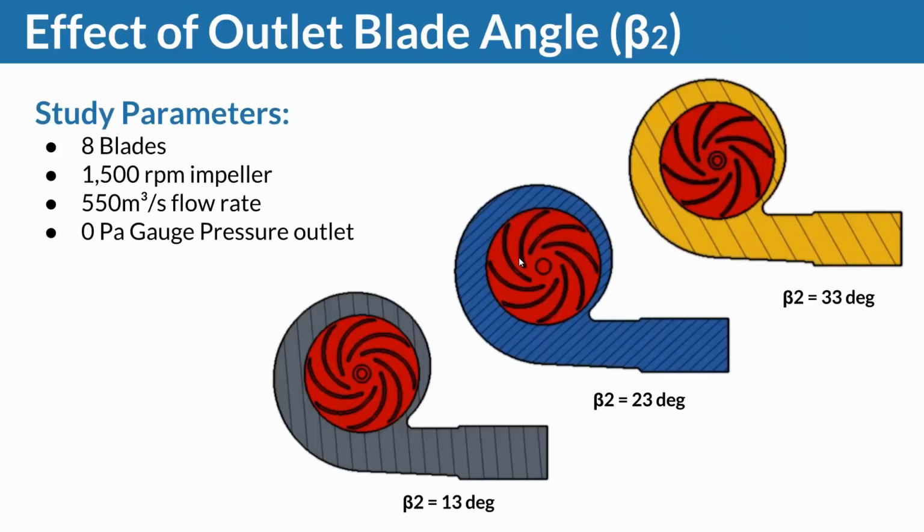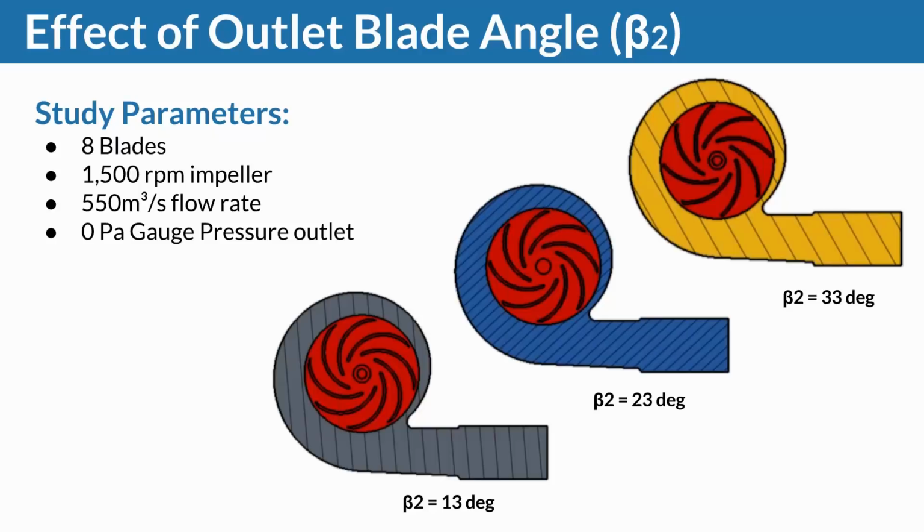And for that, we're going to run three different simulations. We're going to fix the number of blades, so we're going to look at 8 blades. We're looking at a 550 cubic meters per second flow rate. So this is our Q. We're looking at 1,500 rounds per minute impeller rotational speed, and at the outlet, we're going to simply apply a gauge pressure of 0 pascals to make it simple. And again, just to highlight this one, you can see the different angles here. That's the important parameter we're looking at, right?